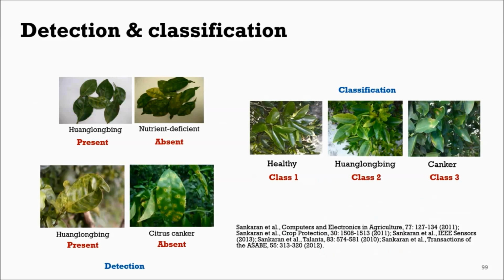When it comes to classification, I have different categories. I have healthy, Huanglongbing, and citrus canker, another type of disease. So when the machine learning algorithm is classifying different categories, then I say, okay, this is healthy, Huanglongbing, canker. I can have other categories. I have nutrient deficiency. I can say nitrogen deficiency. I can say potassium deficiency. You can give as many classes.